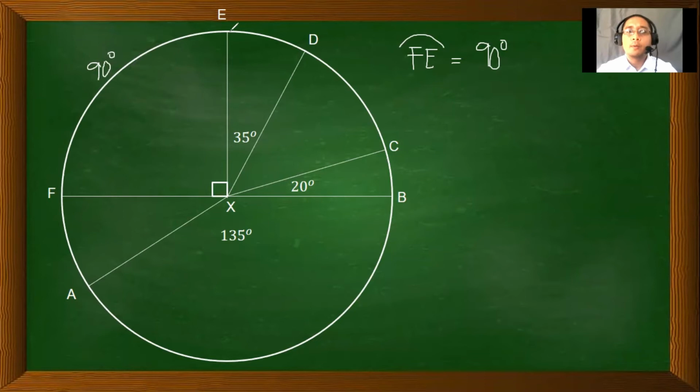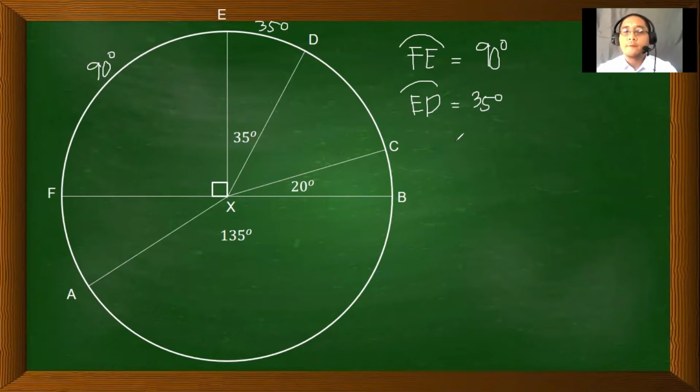Now, how about arc ED? What is the measurement of arc ED? Still the same. If we apply the central angle theorem, where the central angle is equivalent to the intercepted arc, it is still equivalent to 35 degrees. Because angle EXD is 35 degrees, therefore its intercepted arc is equivalent to 35, which is arc ED. So this is now 35.